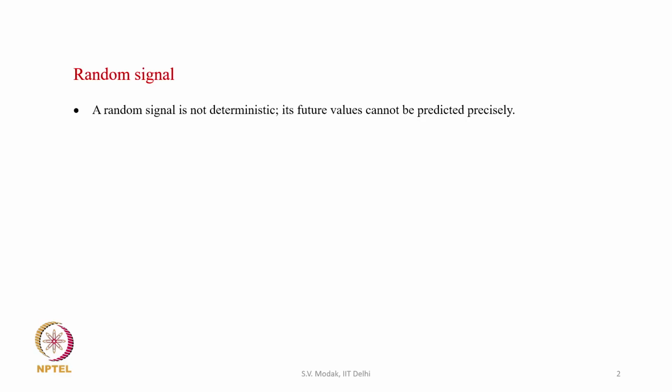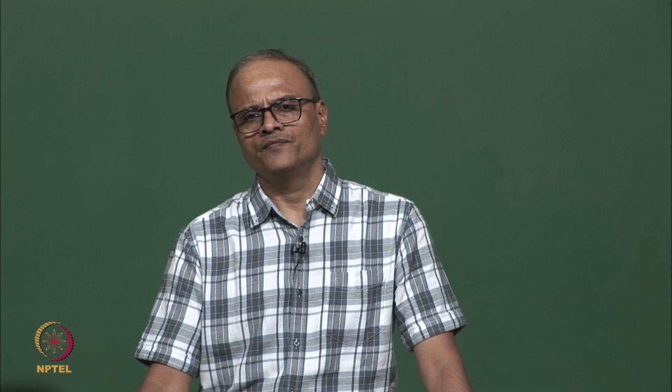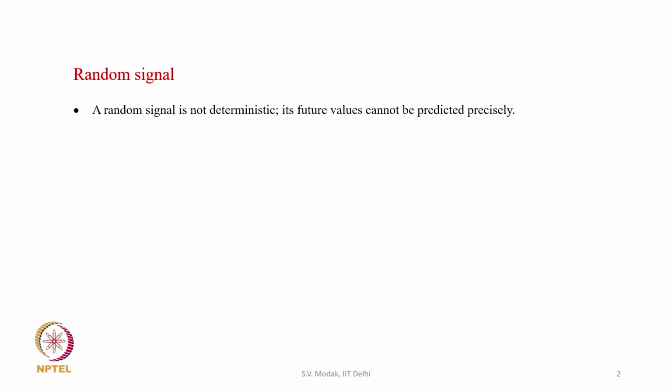So a random signal is not a deterministic signal, right? Its future values cannot be predicted precisely. For example, earlier we have studied harmonic signal and periodic signal. For example, we have this signal, say a sine signal like this. So this is a deterministic signal, okay? And it is given by x is equal to say a sine omega t, right? So at any future instant of time, the signal value can be exactly predicted.